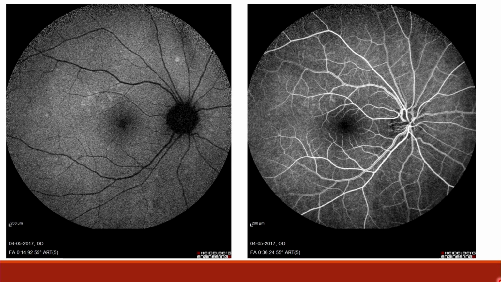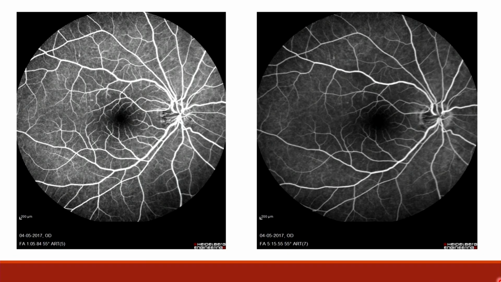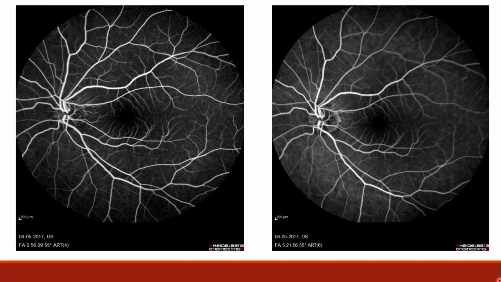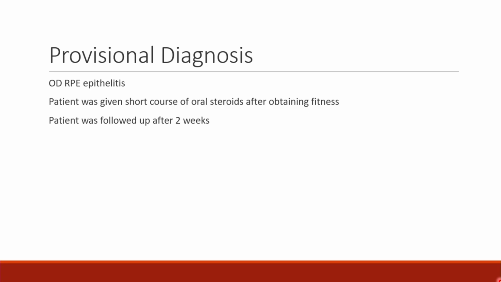This was the fluorescein angiography, the early phase and the arteriovenous phase. In the left figure, we can see these areas of transmitted hyperfluorescence, which on further phases did not leak, only staining was present, which was suggestive of window defects in this case. The left eye was within normal limits. So in this case, the provisional diagnosis made was of right eye RPE epitheliitis.